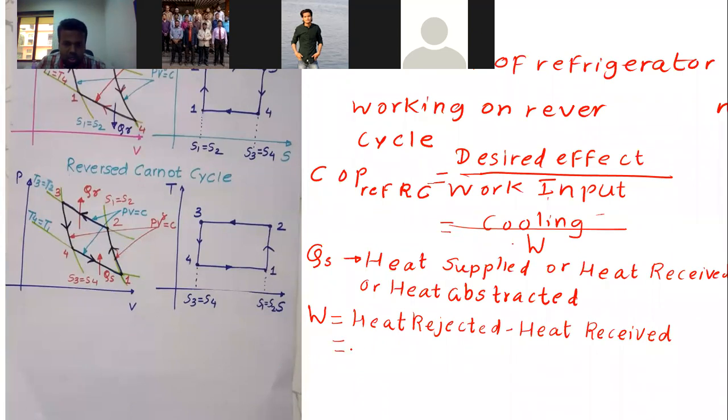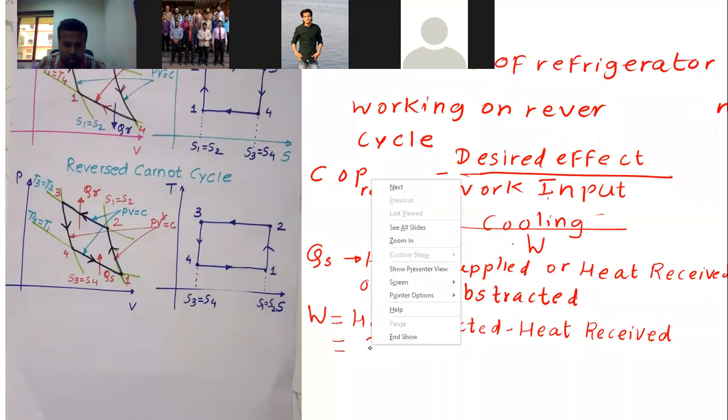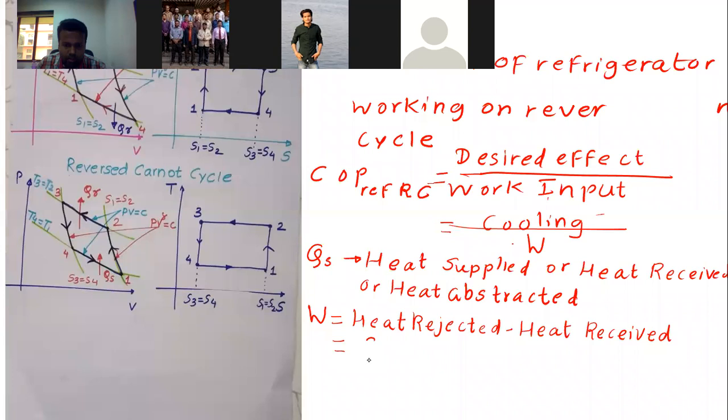Heat is rejected during which process? During 2 to 3, so it is Q2-3 minus heat received, which is during 4 to 1, right? So now I will put that formula.